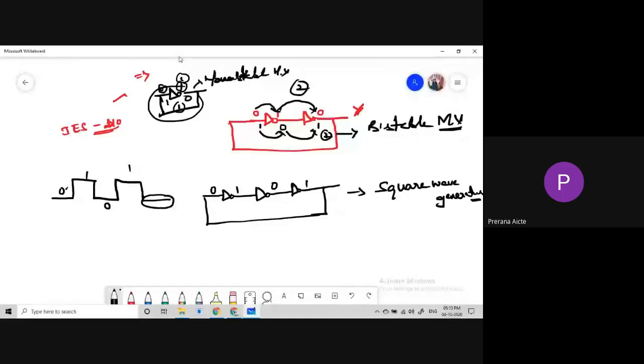So like this only, right? 0, 1, 0, 1. I'm not taking this one. So 0, 1, 0, 1, it is in the form of a square wave, right? So that's why this device is called a square wave generator. Is it clear?